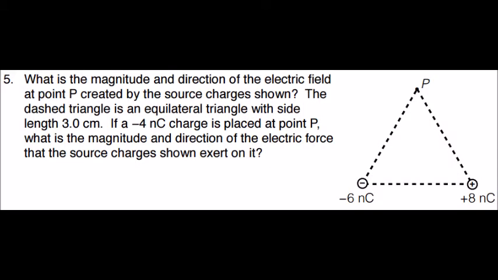I'm going to do the second half of the problem, which is the same setup as the first, except there is now a negative 4 nanocoulomb charge at point P, and we are asked to find the force instead of the electric field. There are two equations that allow us to find force, but we are going to use the one on the right in this picture because we are dealing with two charges at once and not just a single charge.